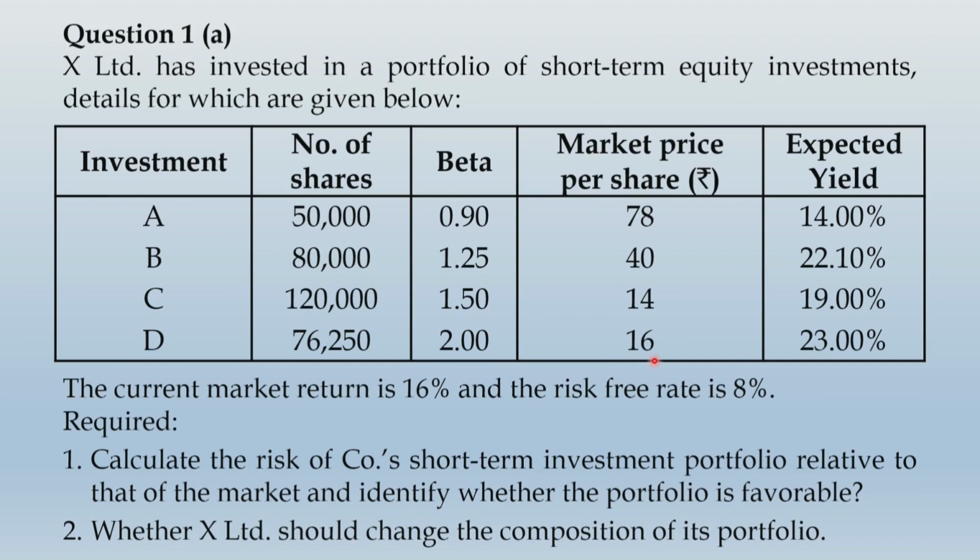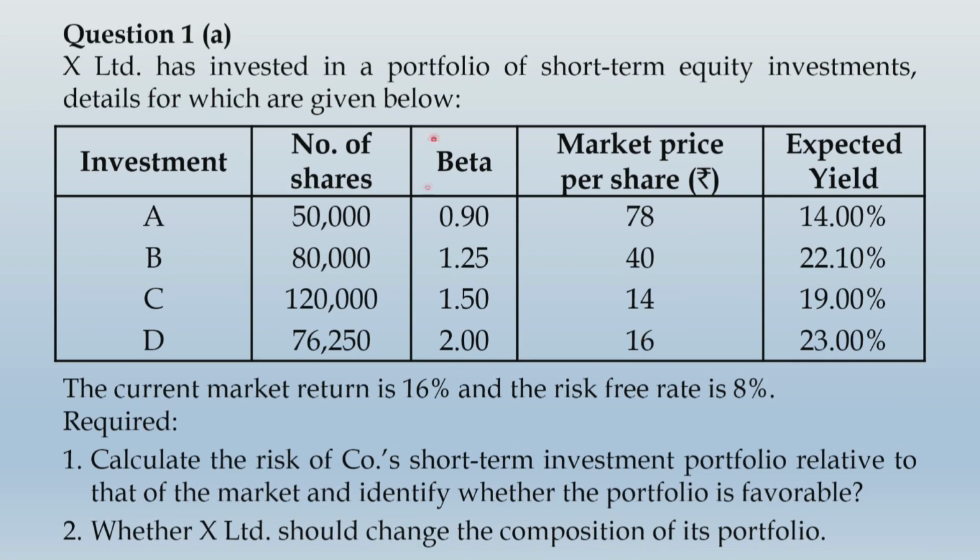So how much money you have invested in each of these securities, you can find out by multiplying the number of shares by the market price per share, and that will give you the amount of money invested in each of these securities. Then you total up the amount of money invested in your entire portfolio and find the proportion of money invested in each security, and that proportion will become the weight of that individual security in your portfolio.